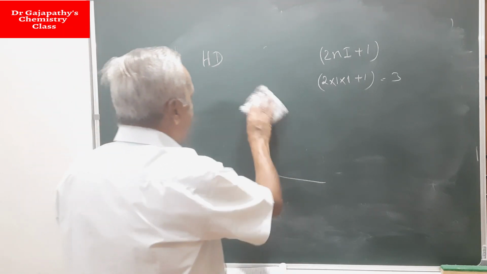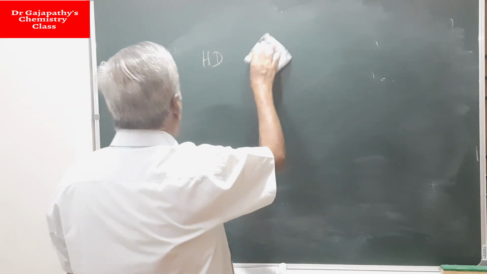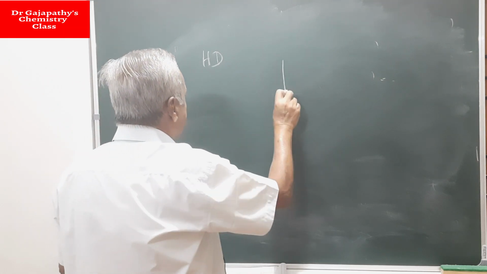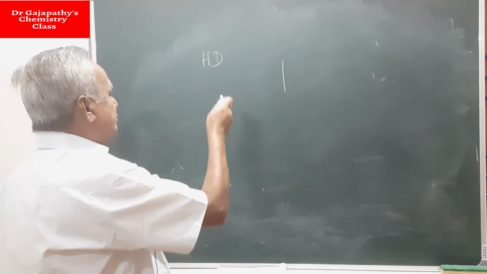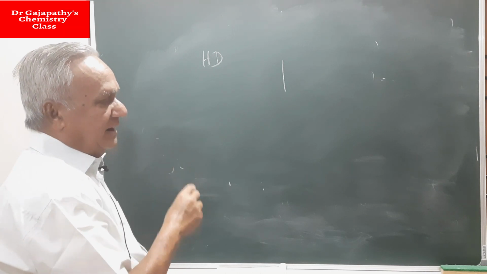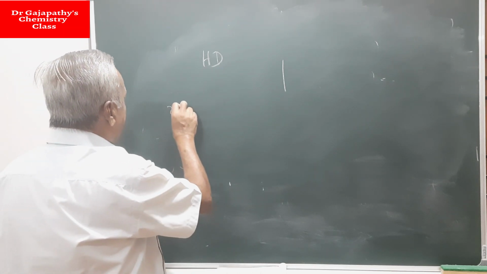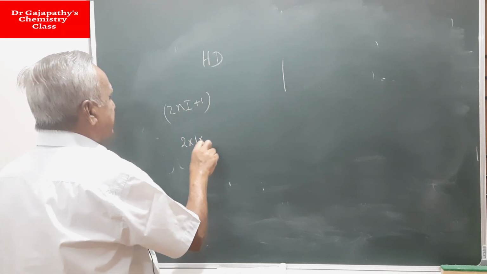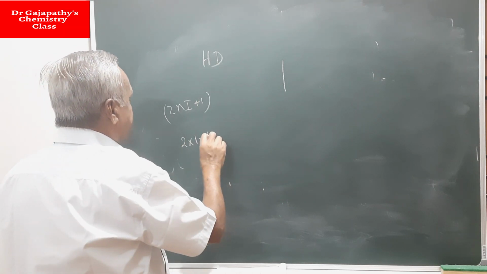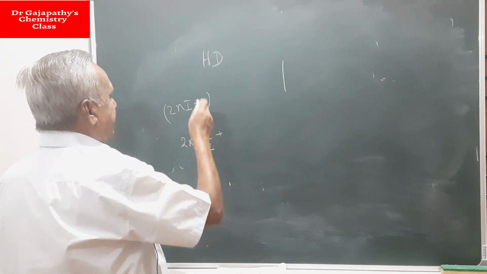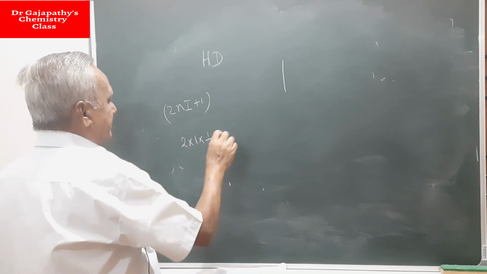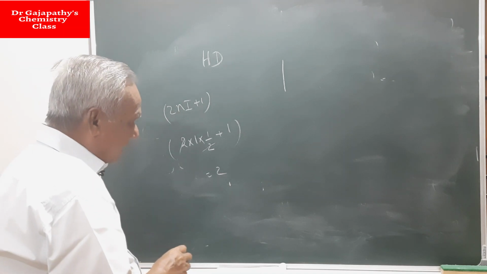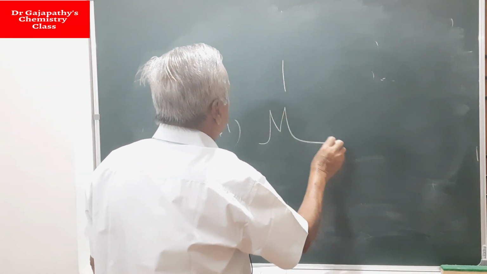Suppose I am recording the deuterium NMR of this. For deuterium you will get a line. It is attached to a hydrogen, only one hydrogen. I use the formula 2nI plus 1. Only one hydrogen is there. Spin of this hydrogen is half, so I is half, and 2nI plus 1 gives 2. So this will be a doublet.